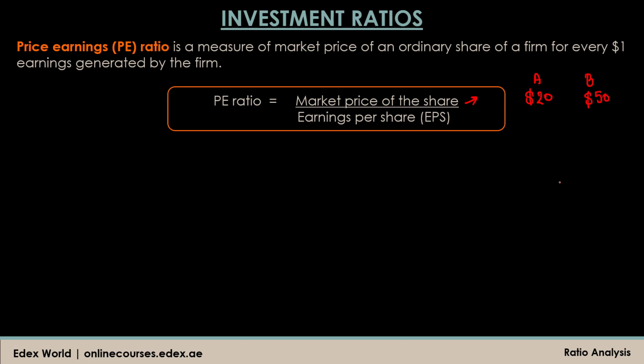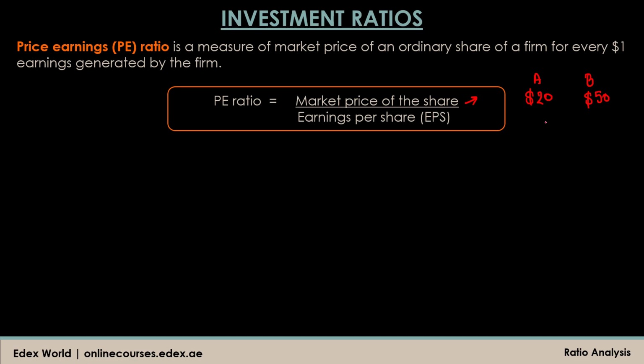A person who does not have sufficient knowledge of accounting and finance would compare the price of firm A and firm B and comment that the shares of firm B are expensive, and hence it's not worth investing in firm B. It's not worth buying the shares of firm B because obviously the price of firm B shares are higher. But this is not the correct way of making comparison of the share price. You have to look at the PE ratio.